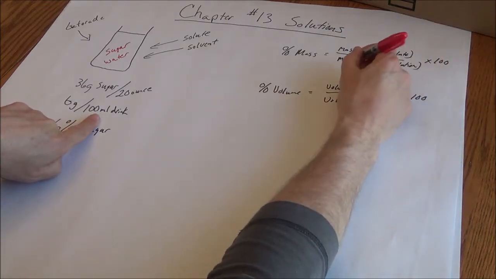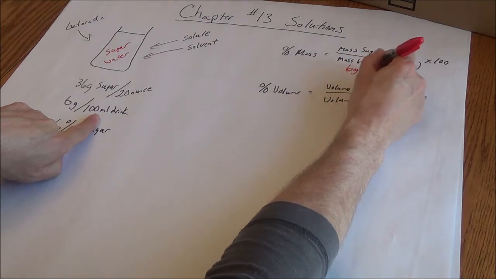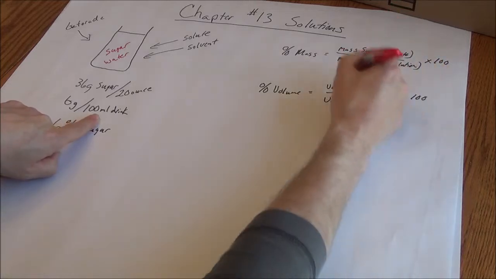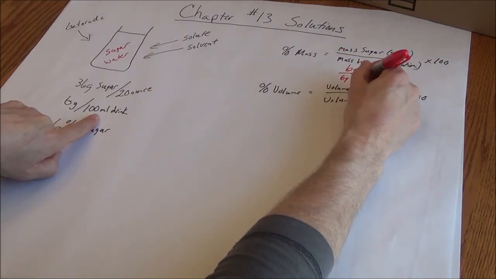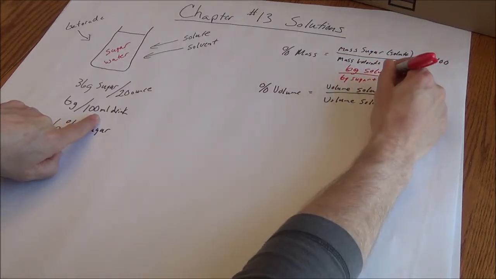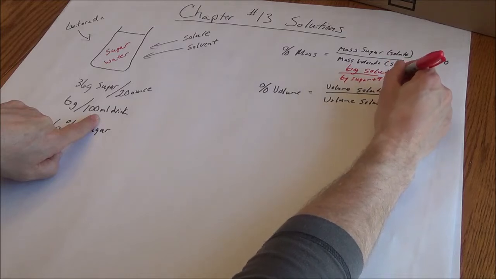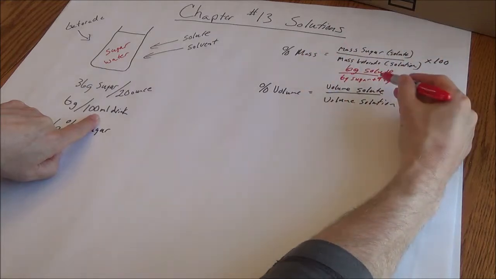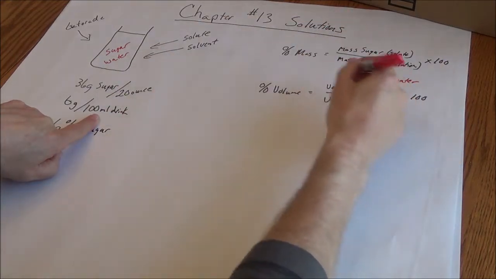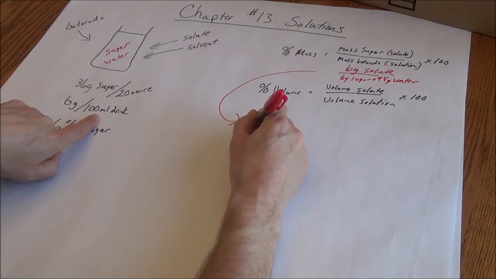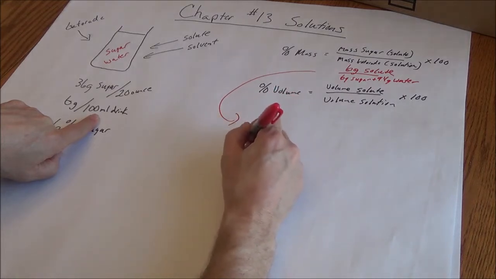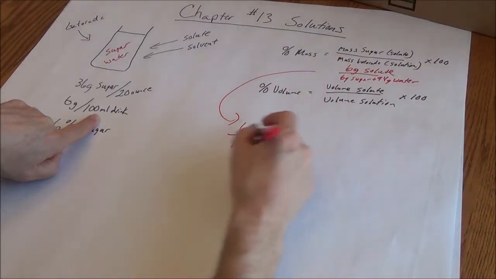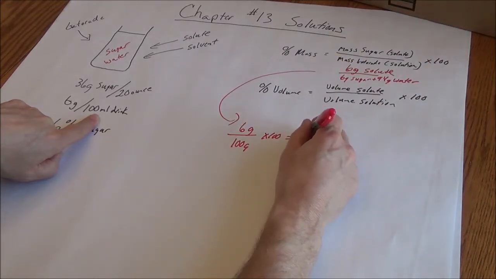Now let me write that. That's 6 grams of sugar, that's the solute on top, divided by the 6 grams of sugar and the roughly 94 grams of water. So the bottom number is 100. So let me move it down here. That's 6 grams per 100 grams. And if you put that into this equation, you'll get a 6% solution.